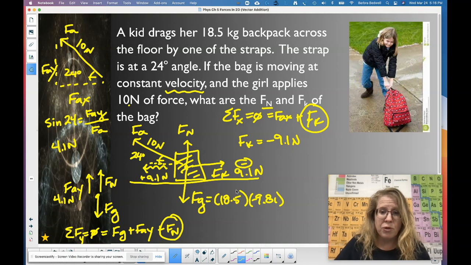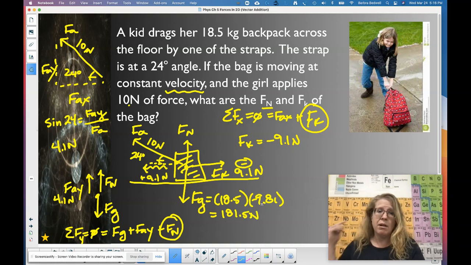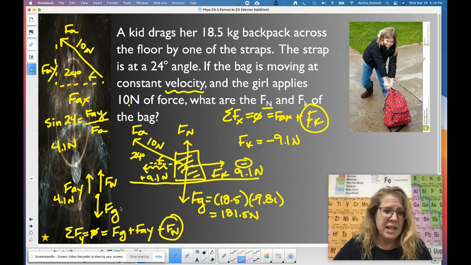Our downwards force, 18.5 kilograms times 9.81 is equal to, wow, it's a heavy bag, 181.5-ish newtons. Again, it's basically 180 newtons with 2 sig figs. That's our downward force, 180 newtons, or 181.5. I'm just going to leave it there. Newtons is downwards. So now what is the value of our normal force?